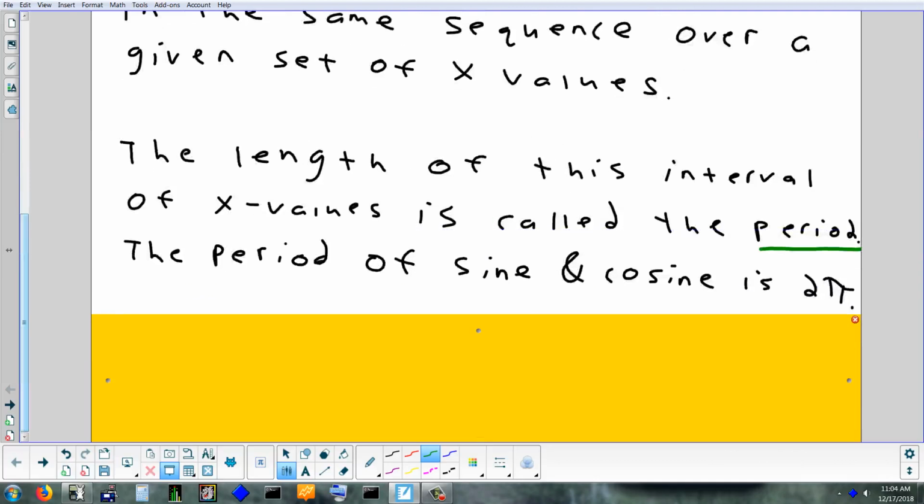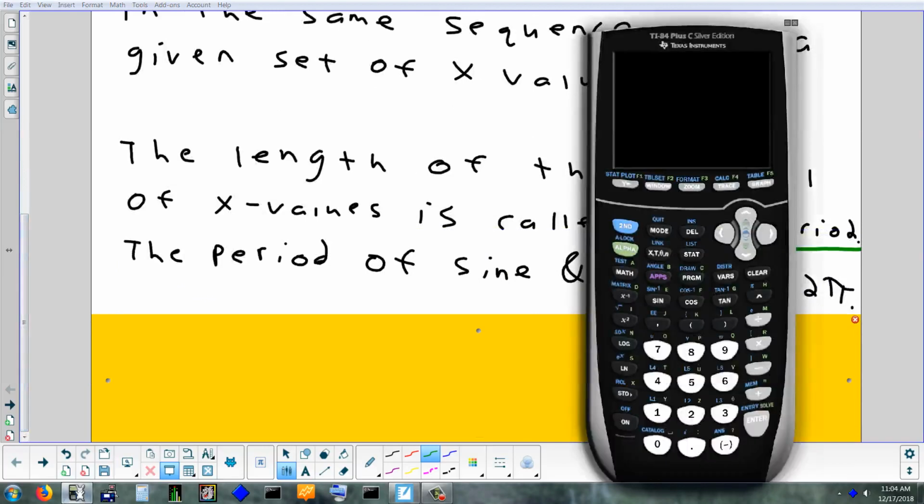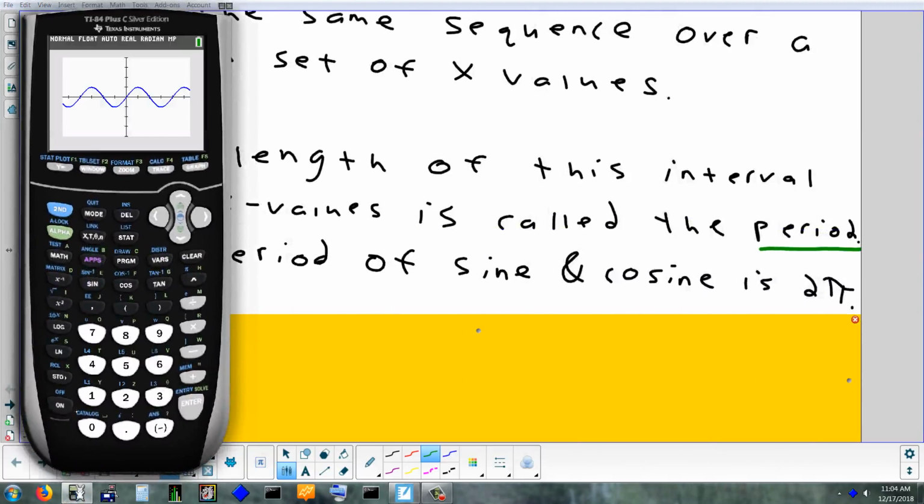Now, that's what we call the normal period. You can change that. If I were to graph something like this, let's graph sine 2x. Watch what I've just done. It still goes up and down the same amount. But by putting a 2 in it, I've made it repeat faster. So now it doesn't have to go as far as 2 pi to go through one full period. It's doing it faster on the red one.